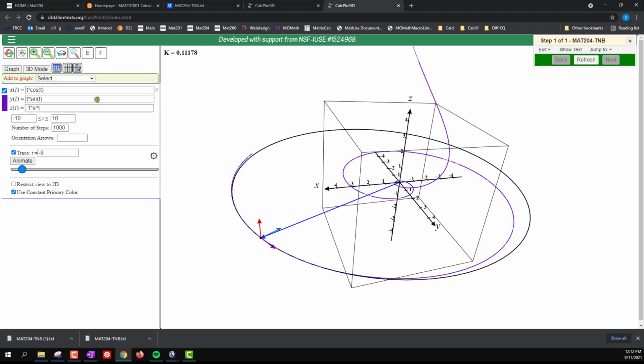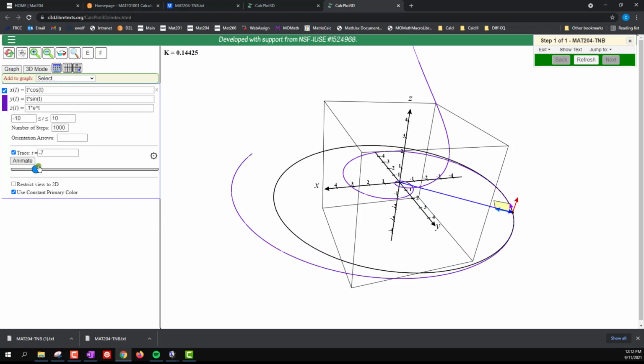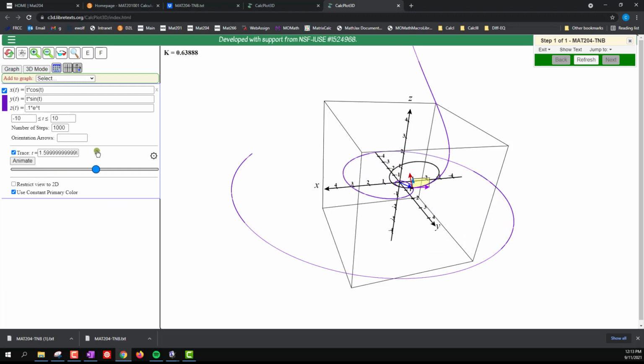Before we do that, I want to show you a couple other things we can do here. If we click on Settings, we can go ahead and turn on something called the Oscillating Plane. That's something that we're going to look at as we go through this video. So you can see now I'm moving that and I've got this oscillating plane going. Notice that the oscillating plane appears to have two vectors lying within it, the purple one and the blue one, and one vector that's normal to it.